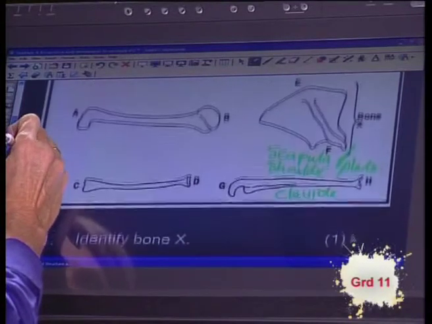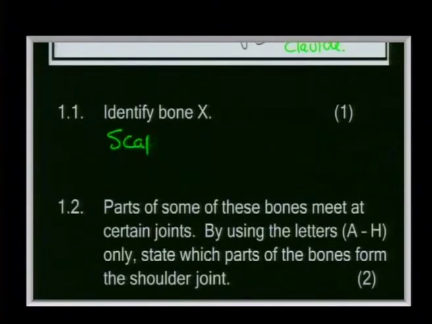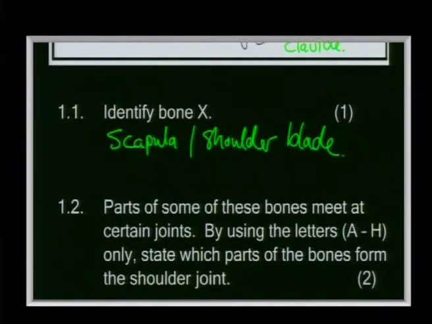Identify X. We've already said it's the scapula, or shoulder blade. It's this big flat thing at the back of our backs. All right, that's our 1 mark there.